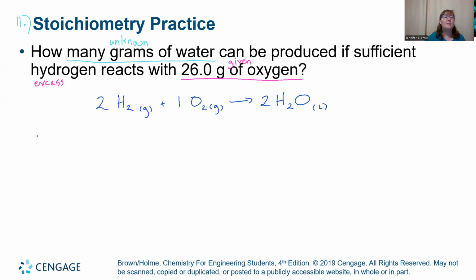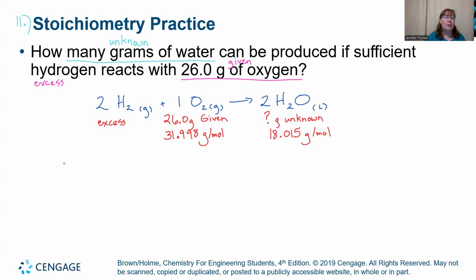And we can start putting in a few pieces of information here. We're looking for grams of water, so this is our unknown. And the molar mass of our unknown is 18.015 grams per mole. We have an excess of hydrogen, so we're ignoring it. We have 26.0 grams of oxygen, and that's our given. And the molar mass of our given is 31.998 grams per mole. Now my setup is complete and I can begin my stoichiometry.